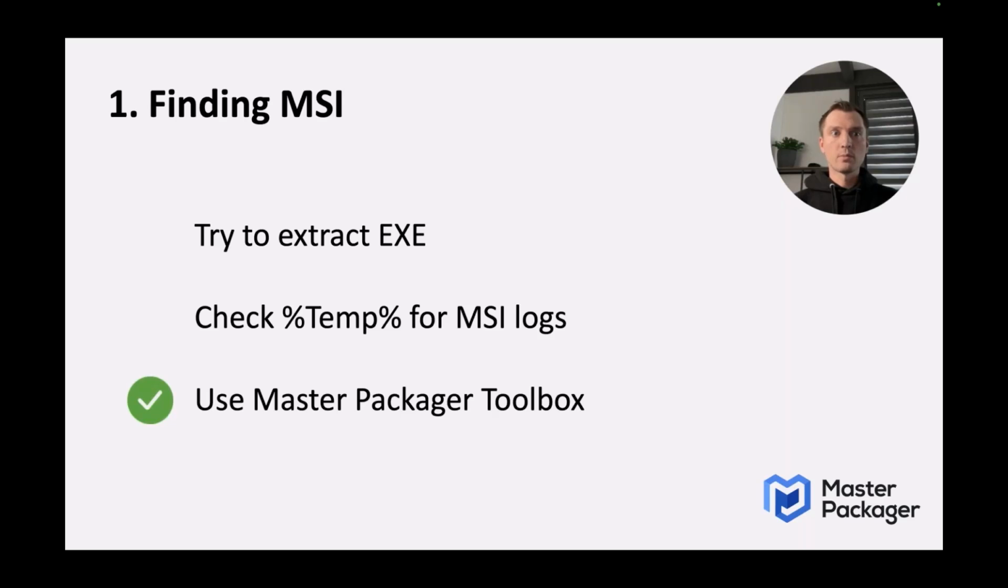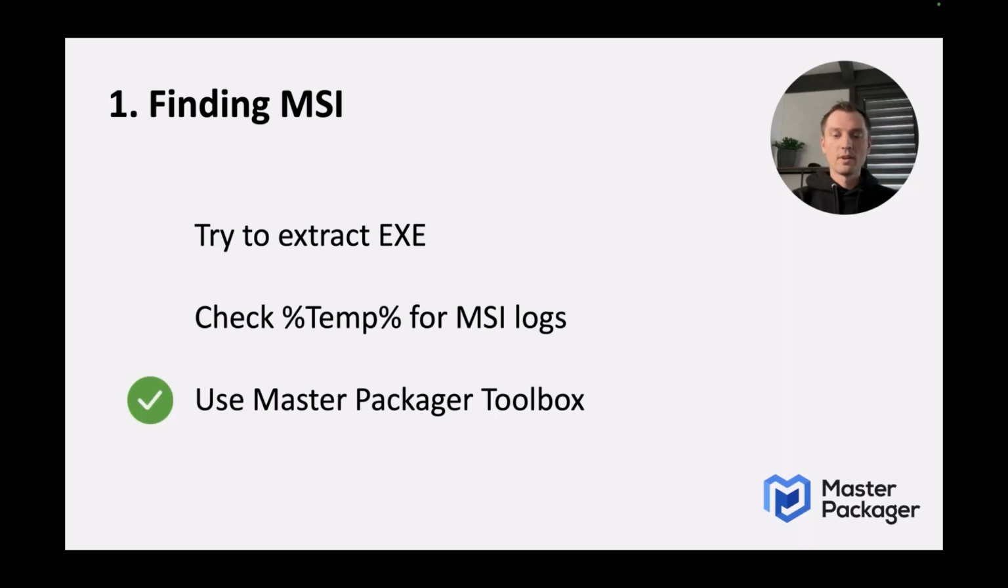Let's start with the first one, and it's finding the MSI file. We always want to have an MSI. It's flexible and reliable. When we have EXEs, we can try to extract them with 7-Zip, for example, and see if there is an MSI in it. It rarely works, but you can try it. Another way is to check the temp folder for MSI logs and read the log files to see from where this MSI was executed. Again, it takes time, and who wants to do it? So the question is how it should look if it were easy.